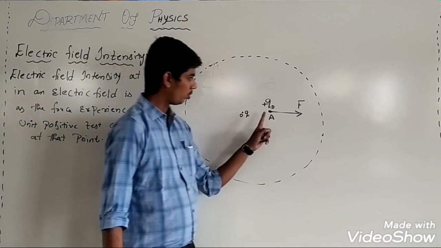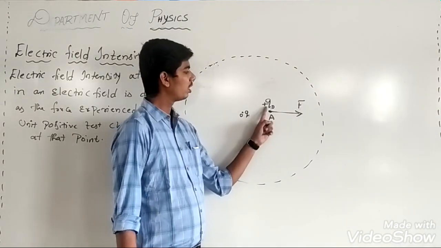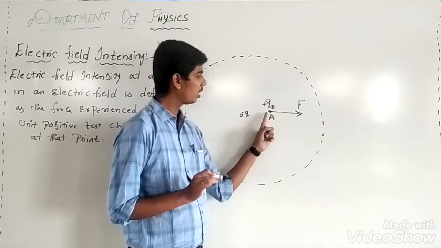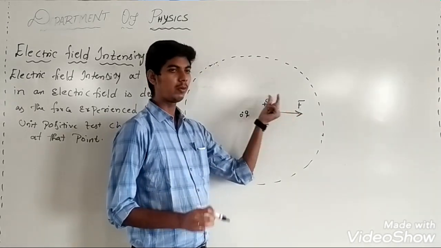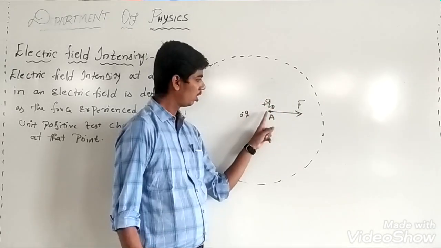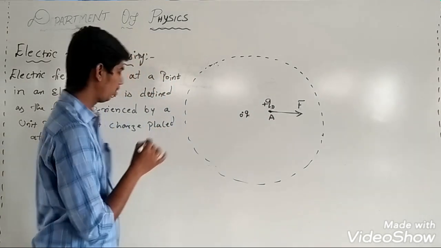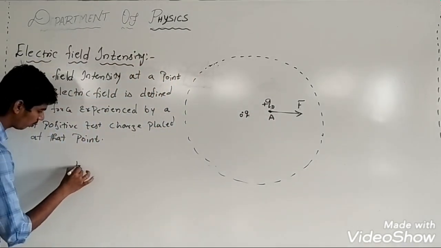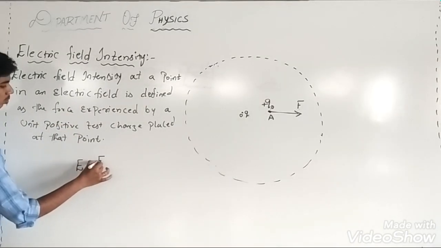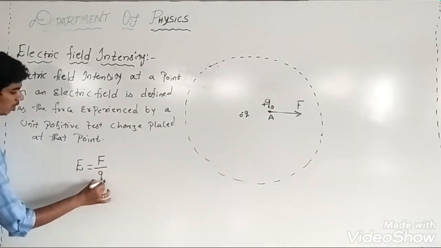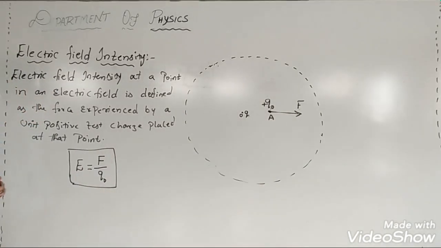So, if you need to know the strength of electric field at this point, you place a unit positive test charge at this point and measure the force experienced by it. The force experienced by unit positive test charge placed at a point gives the strength of electric field at that point. So, the strength of electric field or electric field intensity is given by E equals F divided by q naught. This is the formula for electric field intensity.